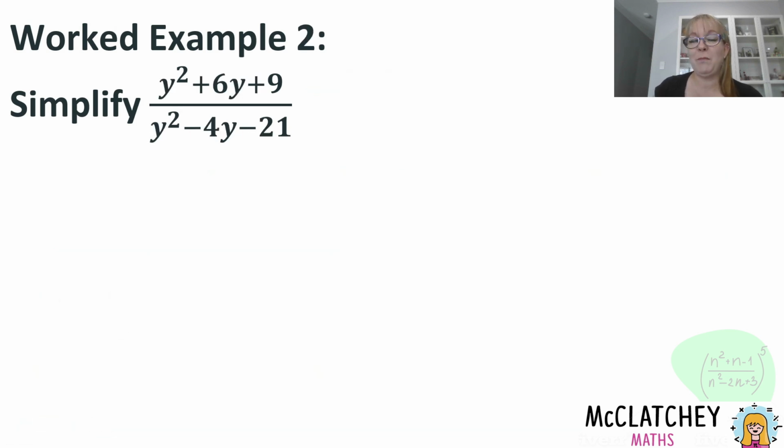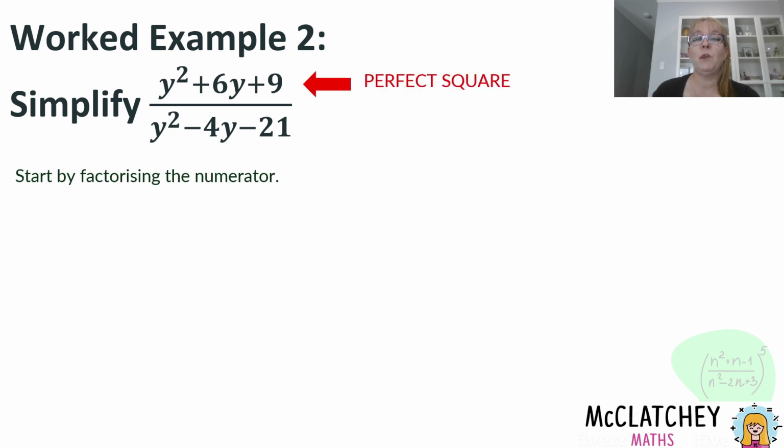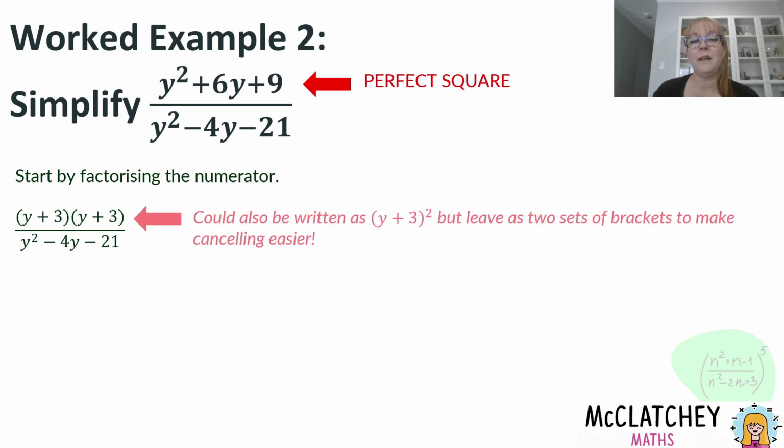Here is worked example 2. I've got simplifying y squared plus 6y plus 9 all over y squared take away 4y take away 21. Now this looks like two monic quadratics this time. However, on the top, on the numerator, I've actually got a perfect square there. So what I'm going to do is factorize that as y plus 3 multiplied by y plus 3. What I could have done was write y plus 3 all squared, but it'll make it much easier for me to cancel things out later on if I leave that as two sets of brackets. That's just something to be aware of there.